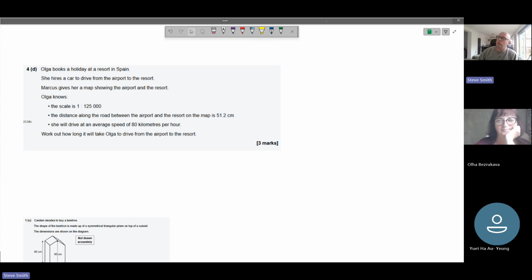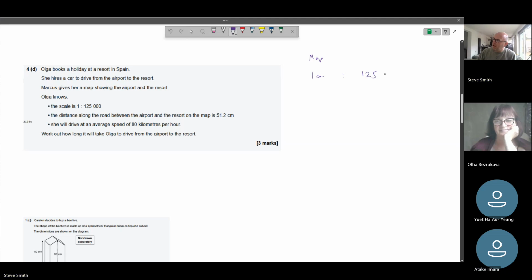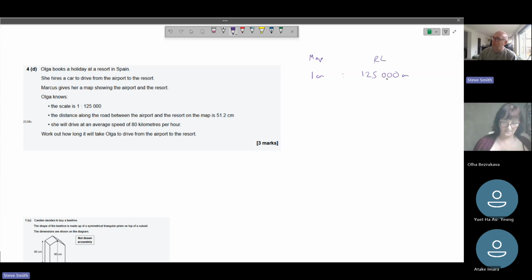So a lot of things to unwrap here. But we've got the scale. You know that 1 centimeter on the map is the same as 125 centimeters in real life. So again, we've got to do what we did above. We've got to convert that into something we're more familiar with. So 100 centimeters is the same as saying 1 meter.